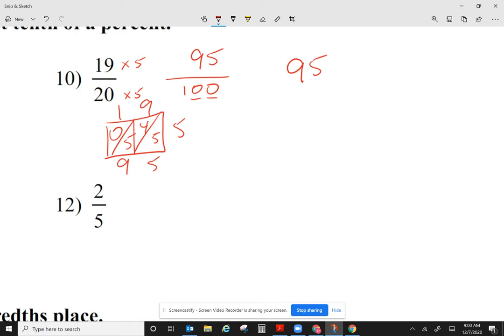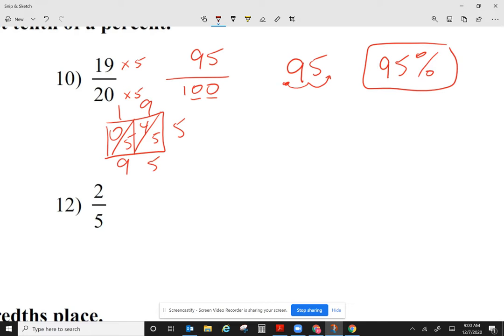The amount of zeros at the bottom tells me how many decimal places, how many numbers after the decimal point. So like I said, I wrote this as a decimal first. Now that I have the decimal part, I'm going to move my decimal point 2 places to the right. So my answer happens to be 95%. Don't forget the percent symbol.